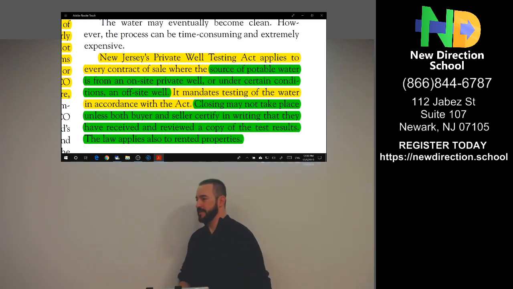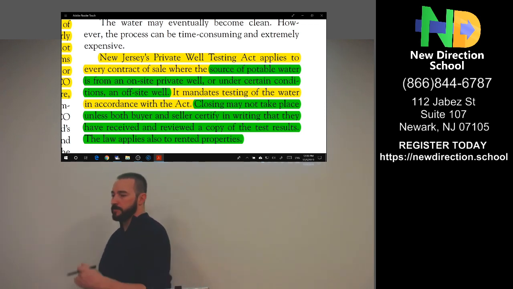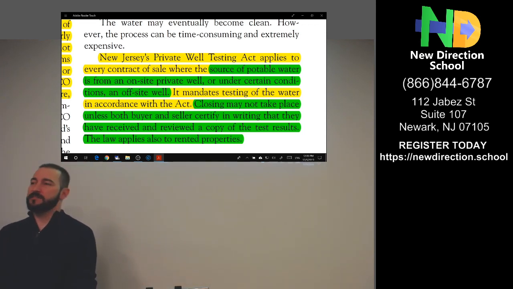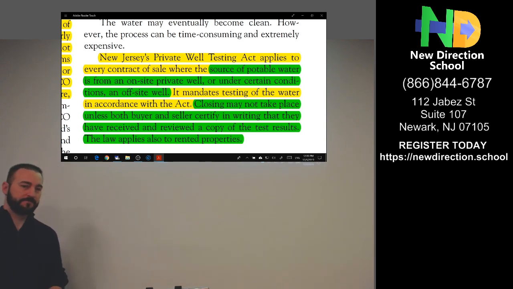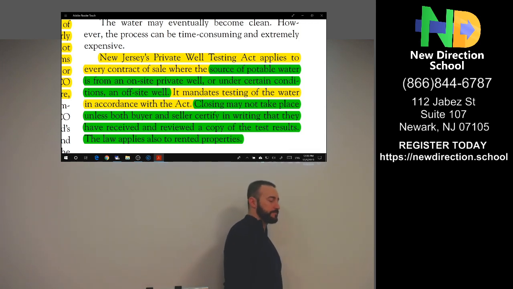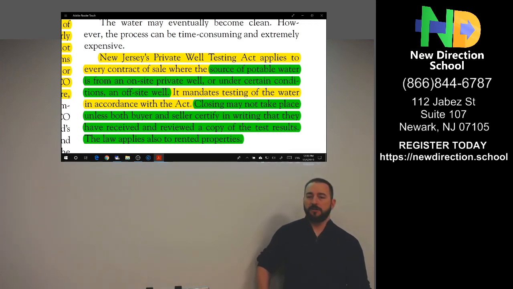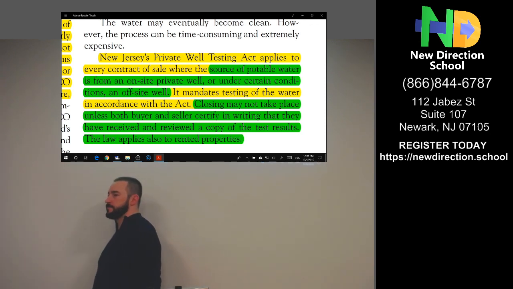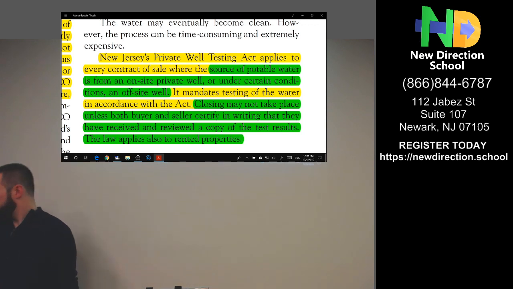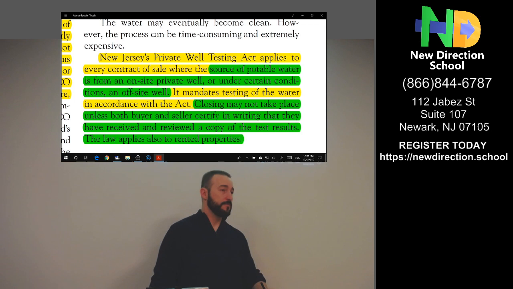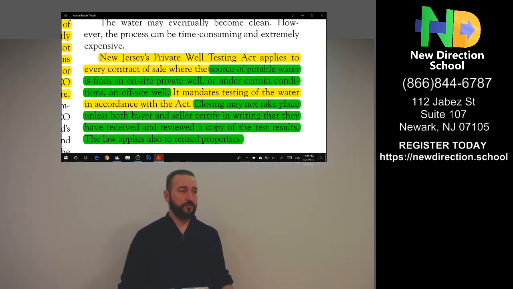Now, closing, please highlight, underline, put stars, arrows, bubbles. Closing may not take place unless both the buyer and seller certify in writing that they have received and reviewed a copy of the test results. And the law also applies to rented properties. You guys got it? Yes? So if there's a private well, it must be tested before there's a closing. Okay?